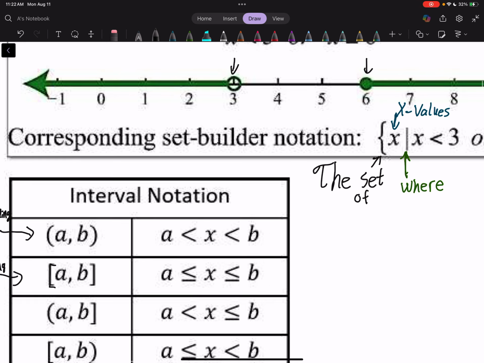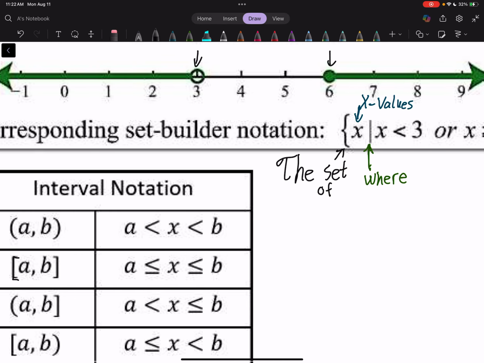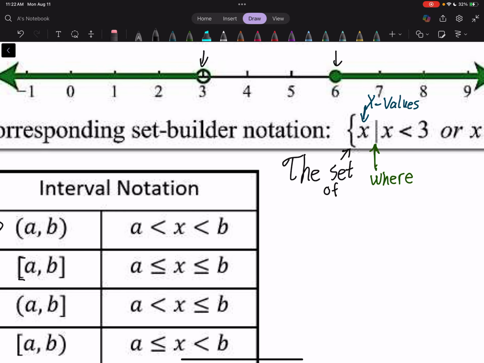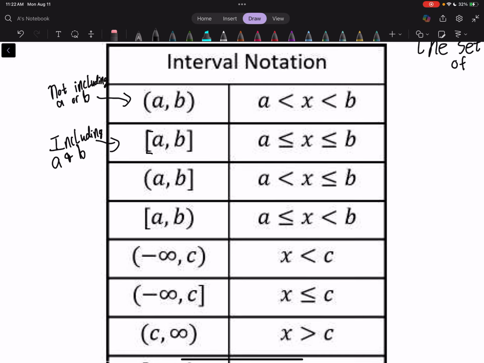Set builder notation. This is the one that I believe we tend to forget, but it is important and it is imperative that you know how to write it as well as read it. Here's what this says. The set of x values where x is less than 3 or x is greater than or equal to 6. I have marked out which those symbols mean. Make sure you can read that properly.